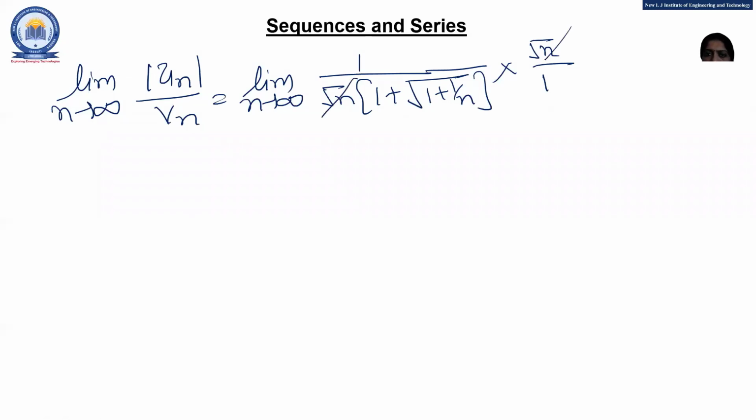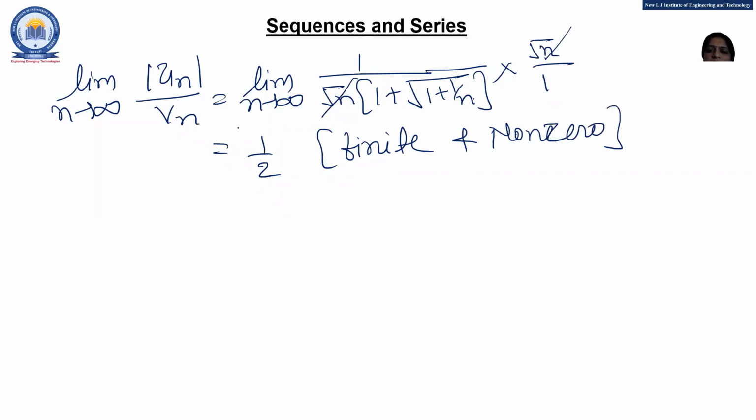Both root n will be cancelled. After applying the limit n tends to infinity, this is 1 by 2, which is finite and non-zero. As per the rule of the comparison test, if limit n tends to infinity, un upon vn is equal to L, which is finite and non-zero, both the series converge or diverge together. That's why let's check for vn.